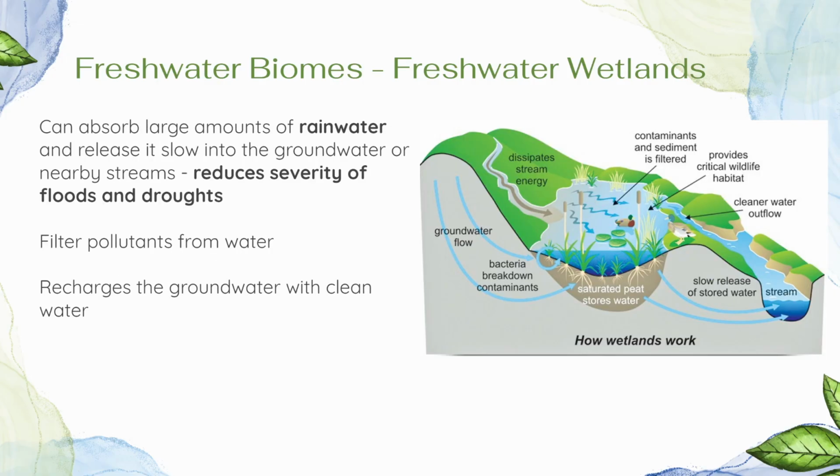Wetlands play a critical role in the environment. They can absorb large amounts of rainwater and release it slowly into groundwater or nearby streams. This helps to reduce the severity of floods and droughts. They also filter pollutants from the water and recharge the groundwater with clean water.